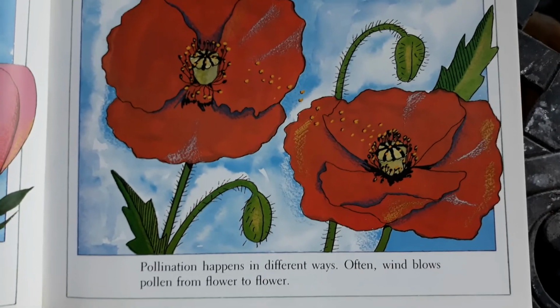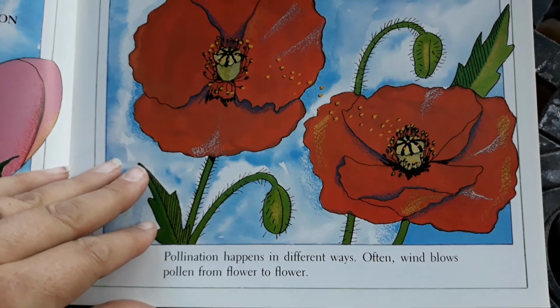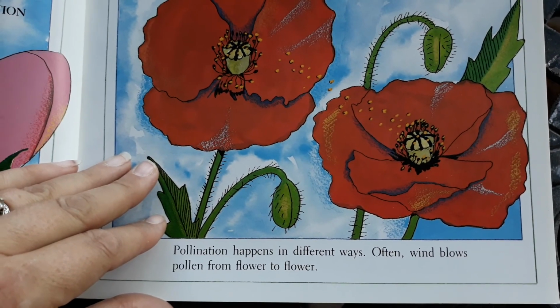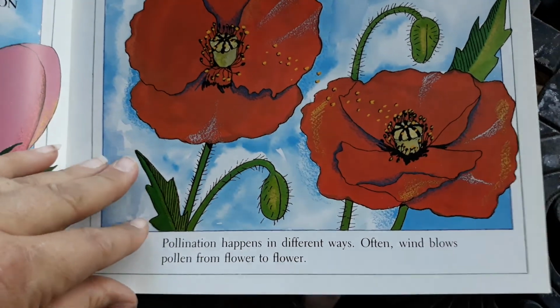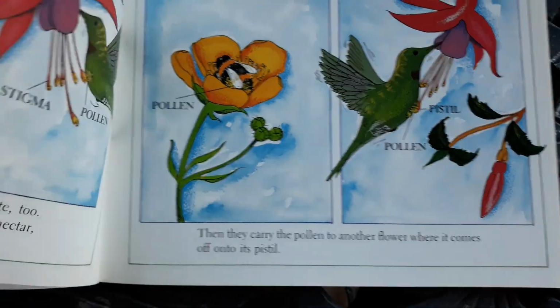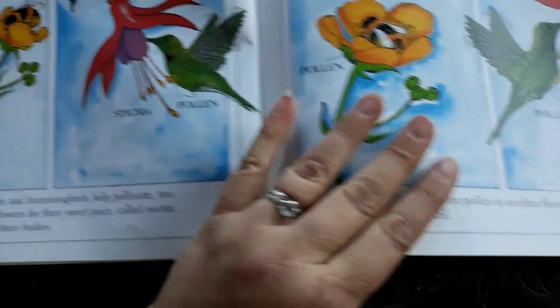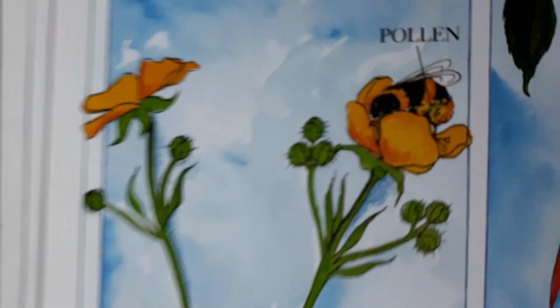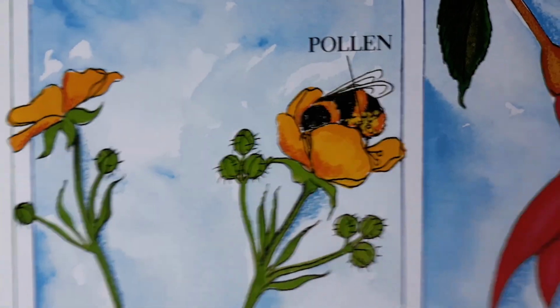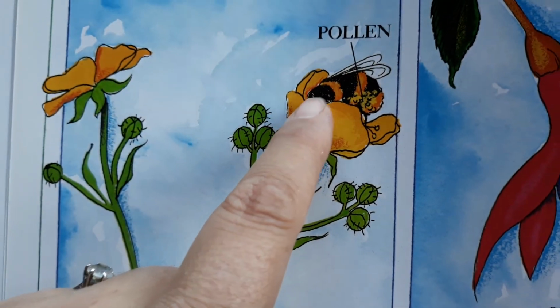Pollination happens in many different ways. Often wind blows pollen from flower to flower. See how it's blowing? There are some other ways that pollination happens. So here is a bee. And see, he likes to get at the nectar that's in there.